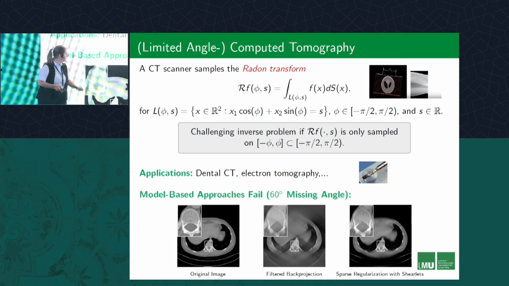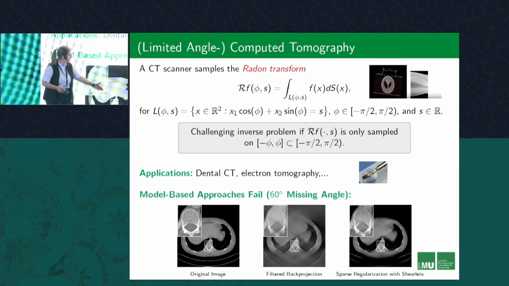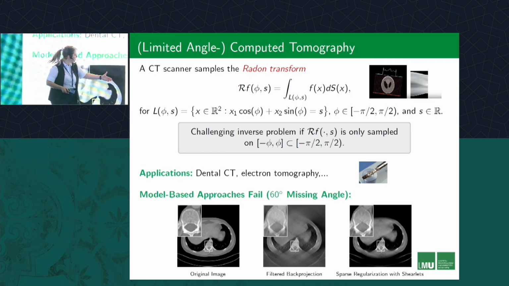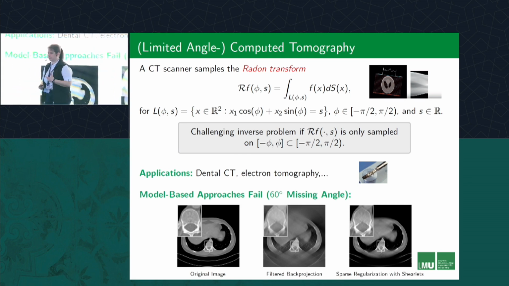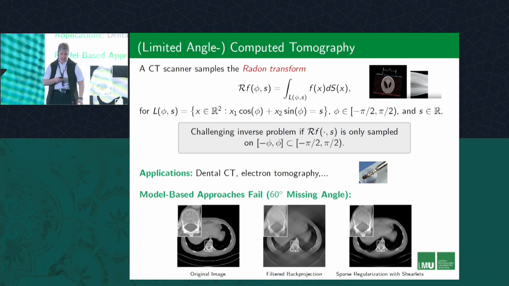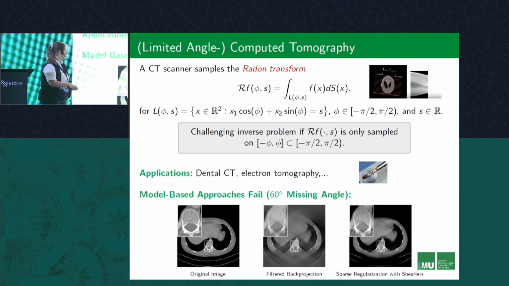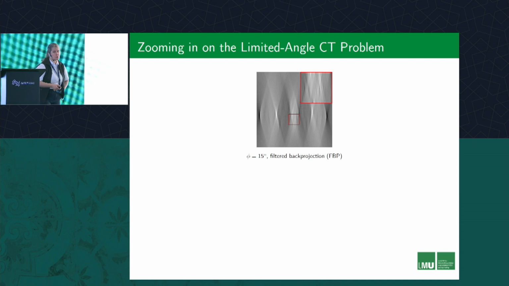So here you have a 60-degree missing angle. This is your original image. This is a very classical reconstruction, filtered back projection. And then if you do what I just said, sparse regularization with shearlets, it is still something you really don't want to work with. So what can you do?